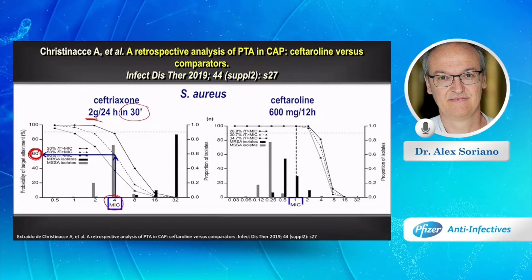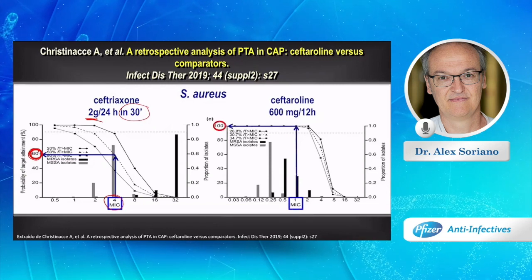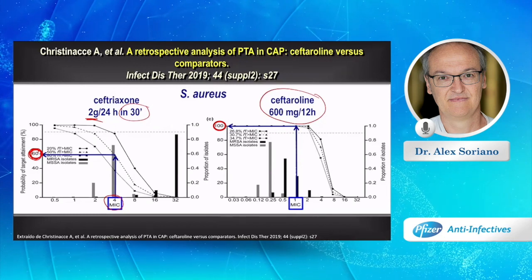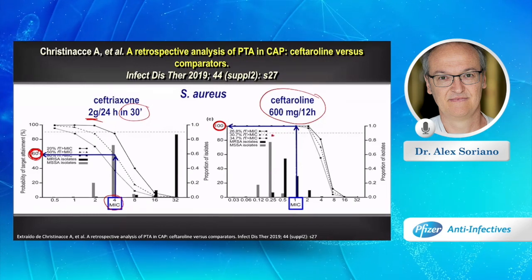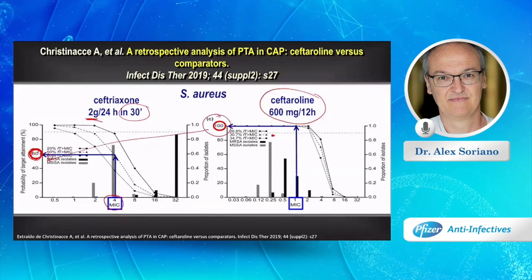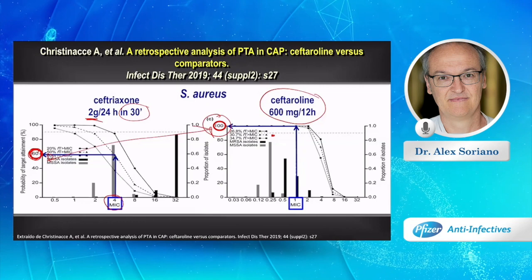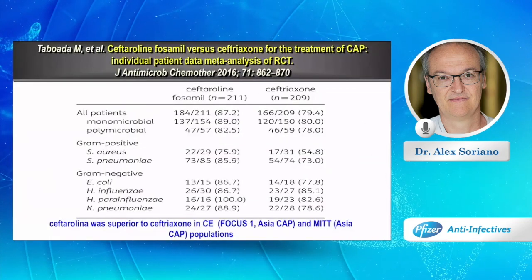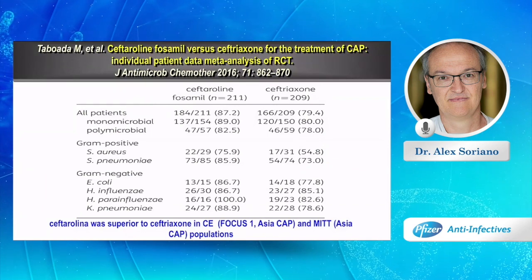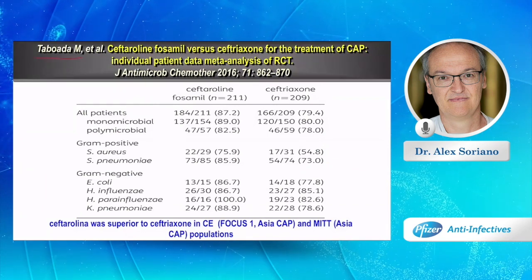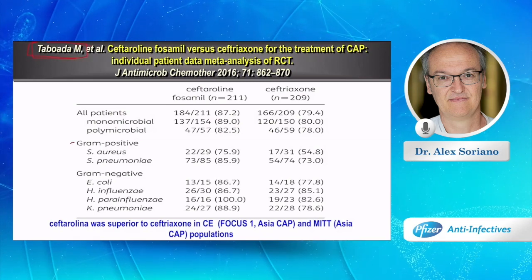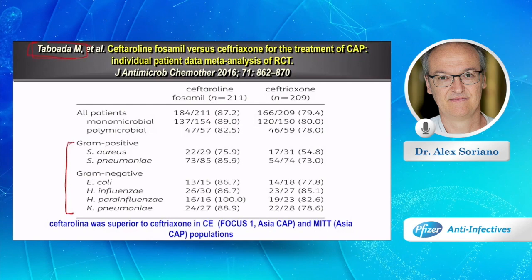However, for an MIC of 1, the percentage of the patients that using this dosage of Ceftaroline achieve the target that we need, that is at least 30% of the time over the MIC, is 100%. So an important difference between these two antibiotics in terms of pharmacodynamics against Staph aureus. And this is again observed in the clinical arena. This is the meta-analysis that I showed you before. And here, the outcome according to the pathogen that was isolated.